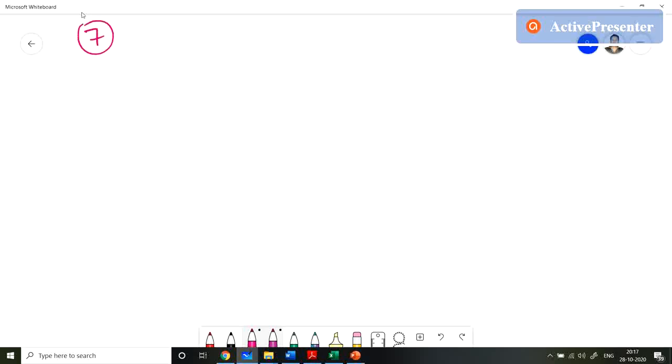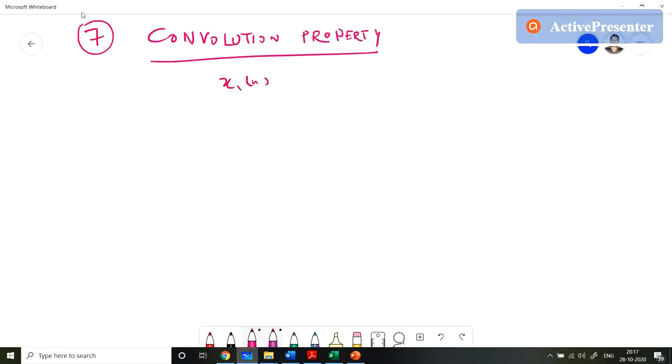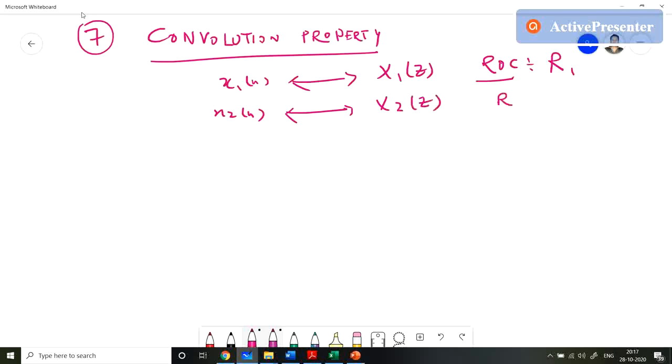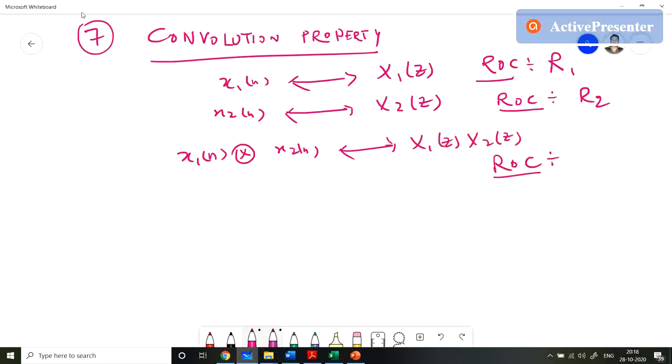Next property is convolution property. According to this property, if x1[n] has Z transform X1(z) and the ROC is R1, and x2[n], another discrete time sequence, has Z transform X2(z) and the ROC is R2, then if we find the convolution of x1[n] with x2[n], the Z transform is equal to X1(z) multiplied by X2(z), and the ROC R' contains R1 intersection with R2. So this is called the convolution property.